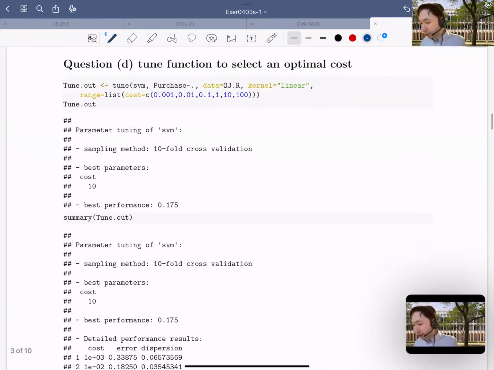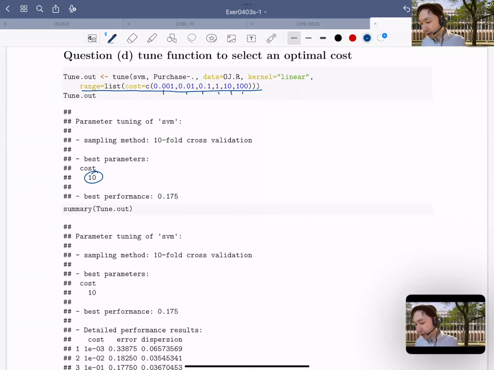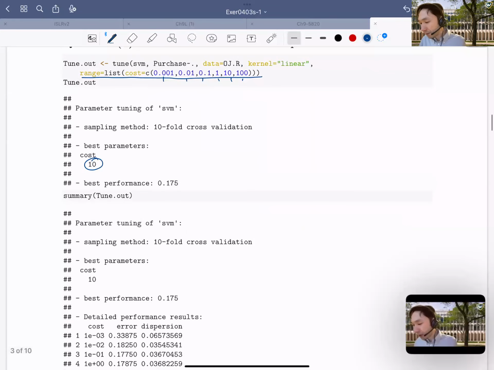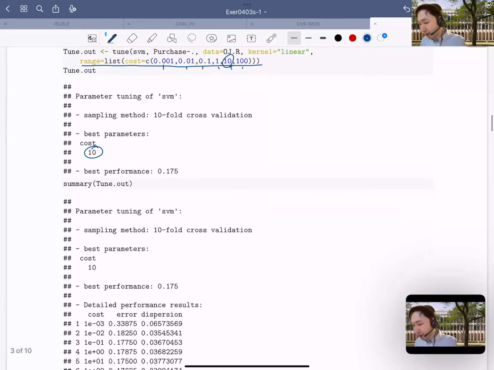And then we tune the parameter. We can use ranges equal to a list of cost equal to a range of numbers. So I tried these six numbers, and it shows that 10 is the best parameter. So this 10 is the best parameter, and the best performance is 0.175.